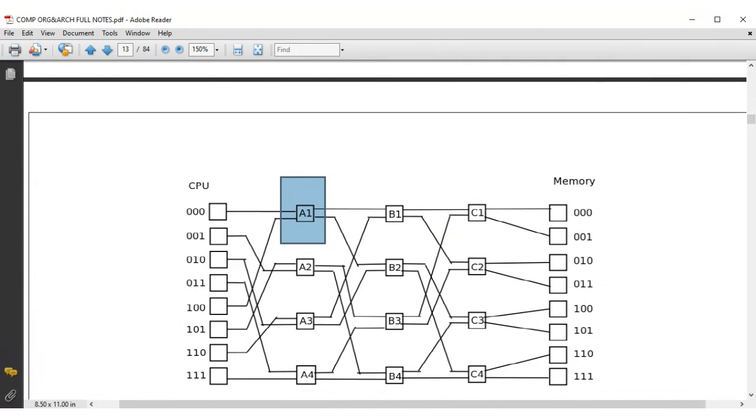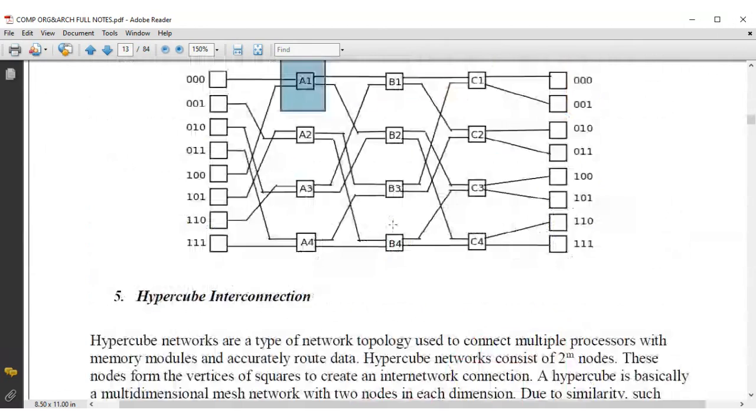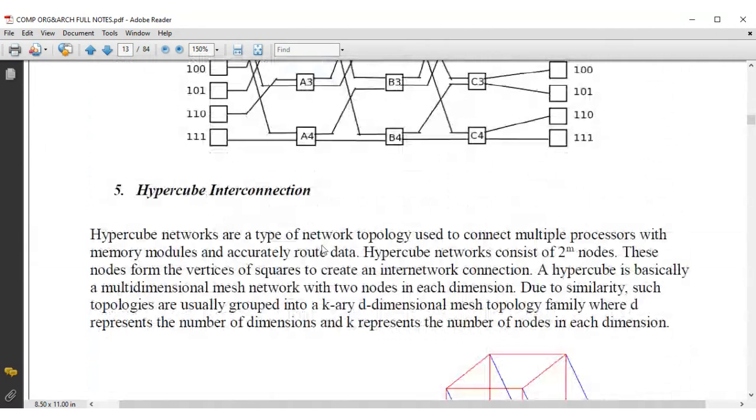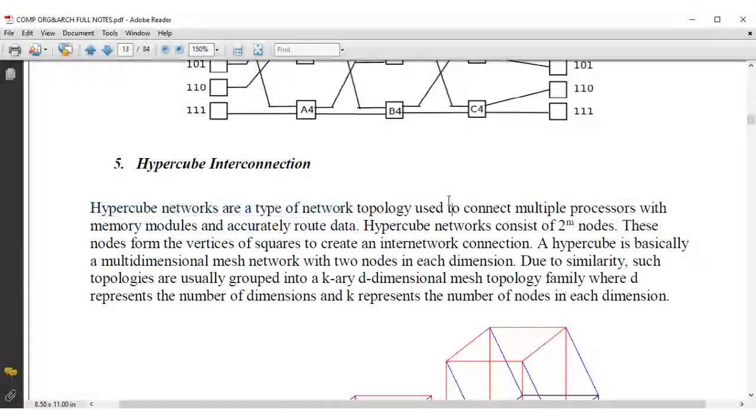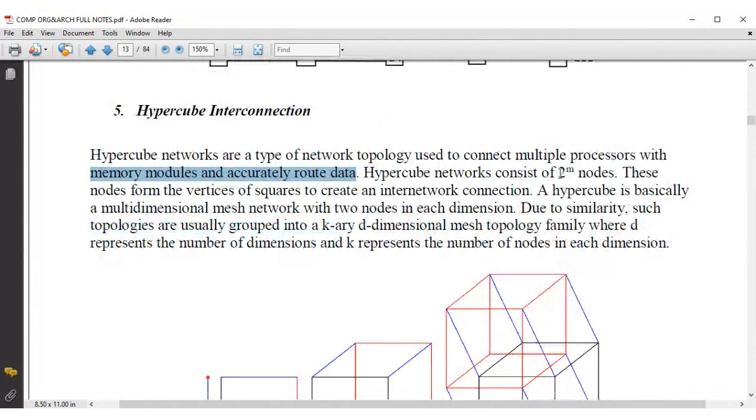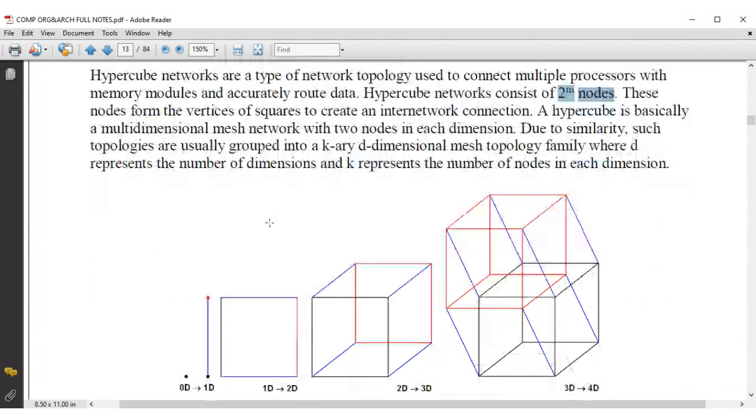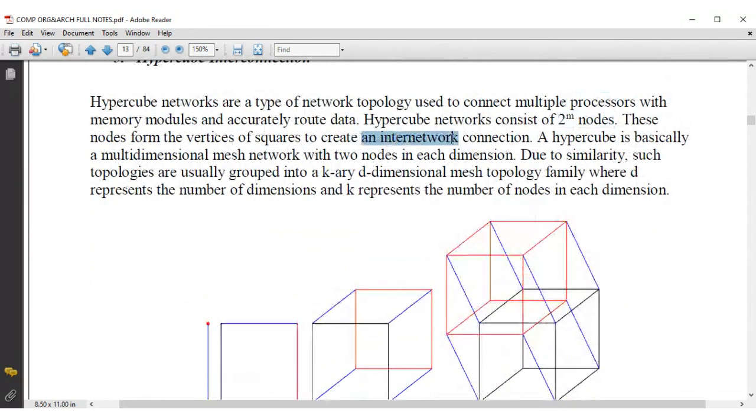Then let's go now to this last one here, the hypercube interconnection. Hypercube interconnections, it's a topology used to connect multiple processors with memory modules and accurately route data. Hypercube networks consist of 2 raised to power m nodes. These nodes form the vertices of squares to create an internetwork connection. A hypercube is basically a multi-dimensional mesh network with 2 nodes in each dimension. Due to similarity, such topologies are usually grouped into a K and D dimensional mesh topology family, where D represents the number of dimensions and K represents the number of nodes in each dimension.